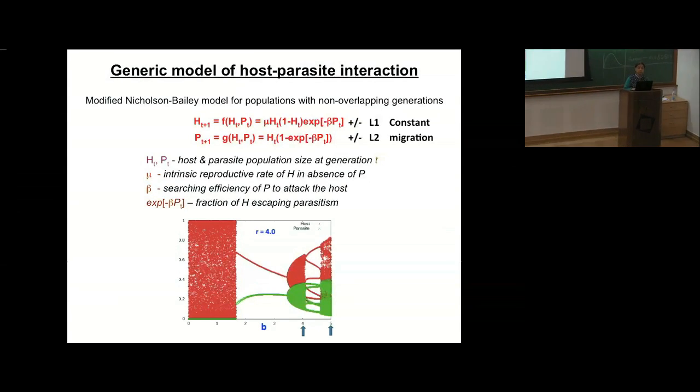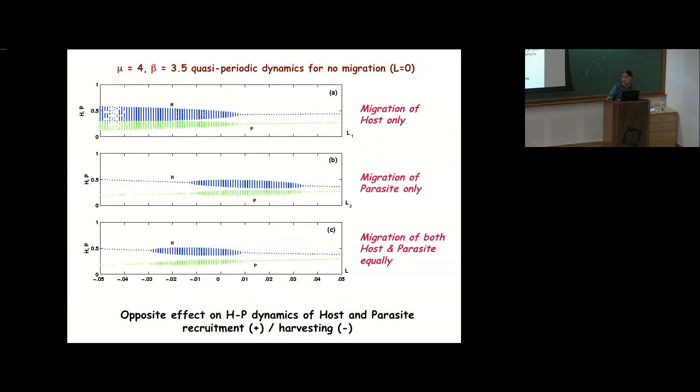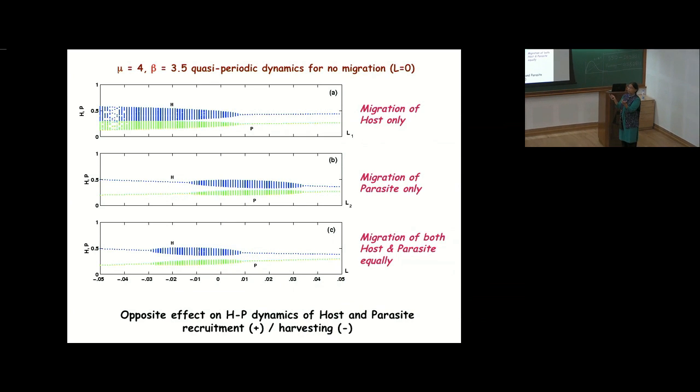Let's see, what do we do? This is what happened when I initially showed you that plus and minus L kind of thing. So you're not considering other patches. All you're considering is, here is my patch which has an H and P population, and a fixed amount of H is going in or going out, or a fixed amount of P is going in and going out. In such a situation, you have to look at zero. So at zero, both H and P are chaotic.